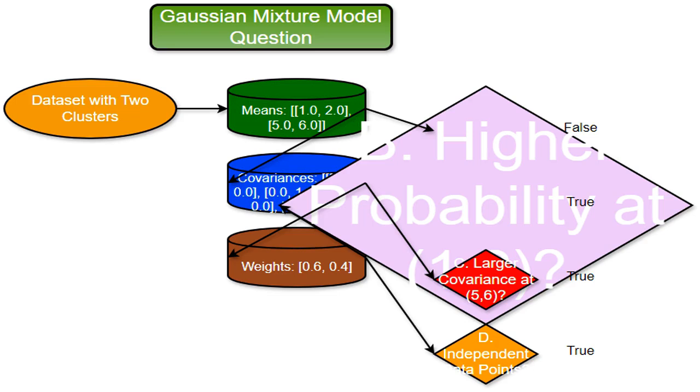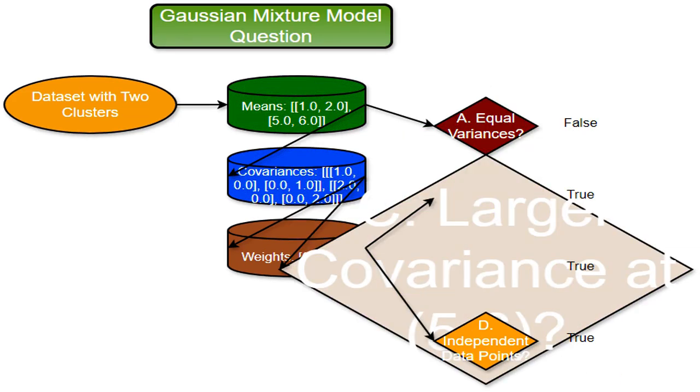Yes, because the weight for the cluster centered at 1, 2 is 0.6, it's more likely for a data point to belong to that cluster than the other cluster, which has 0.4. Absolutely, the covariance matrix for the cluster at 5, 6 has larger values than the covariance matrix for the cluster at 1, 2, meaning it's more spread out.